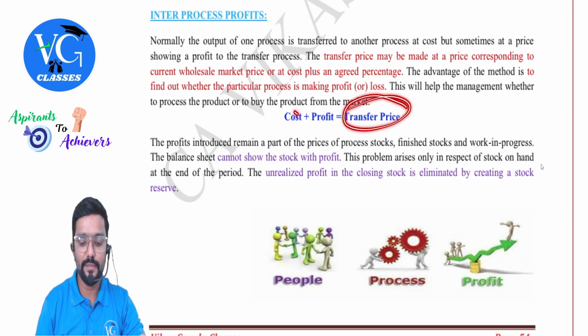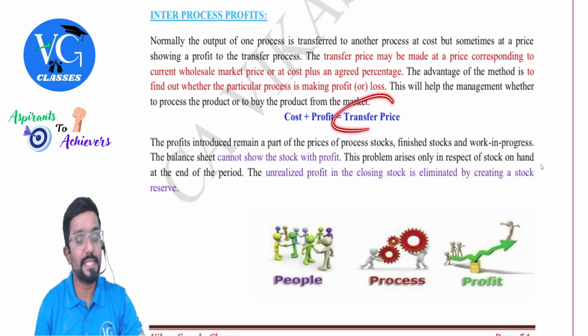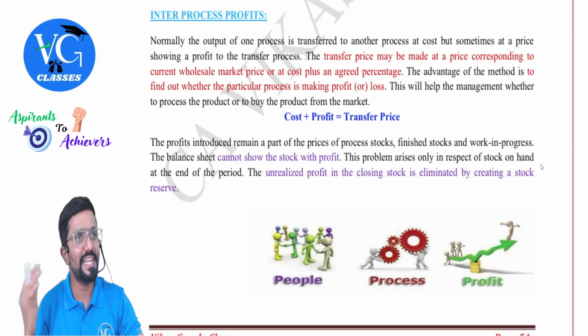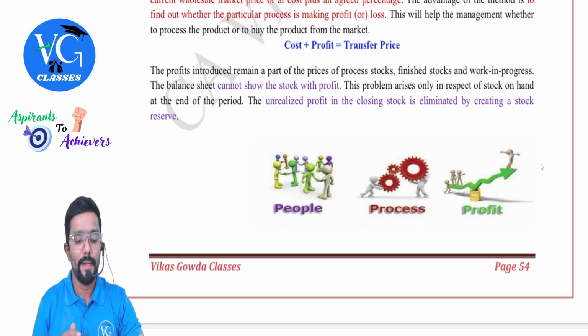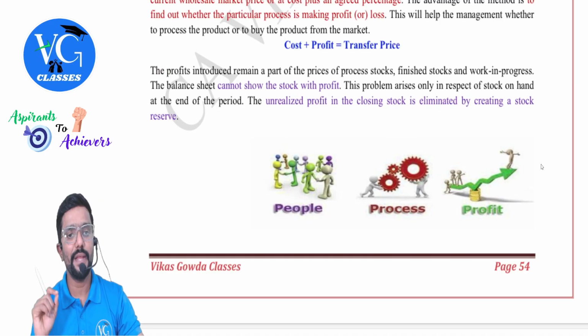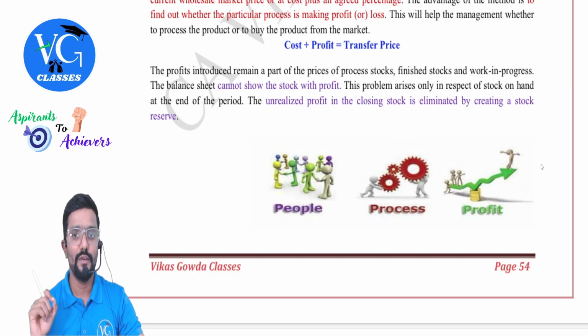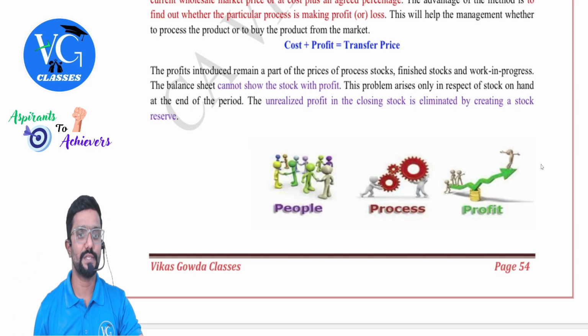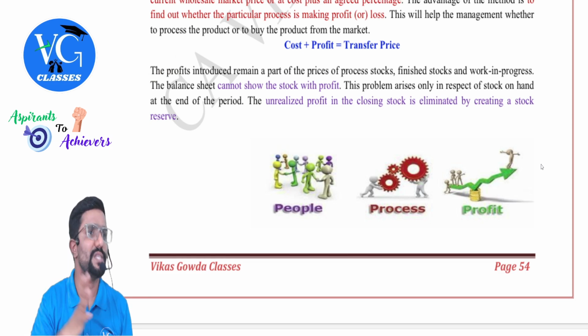So transfer price is nothing but cost plus profit, guys. Don't call it a selling price. We are not selling it. Clear? If it is for outsider, we call this a selling price. But here we are not selling it. We are sending it to the next process. The profits introduced remain a part of the prices of process stocks, finished stocks, and work in progress. The balance sheet cannot show the stock with profit, guys, because the accounting standards will not allow it. This problem arises only in respect of stock at the end of the period. That is only on the closing stock.